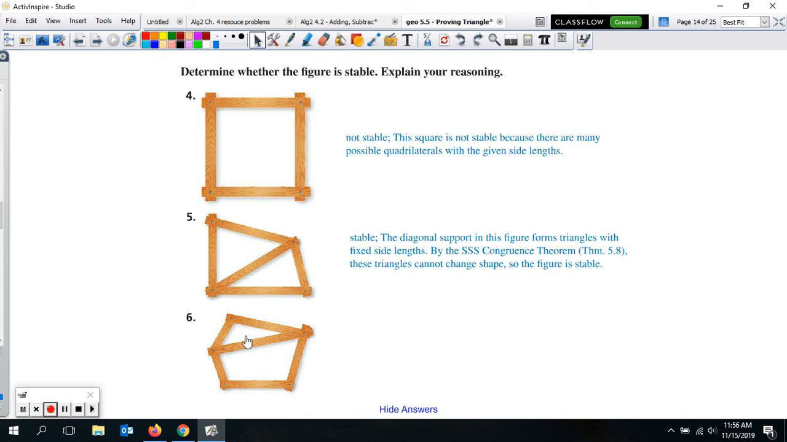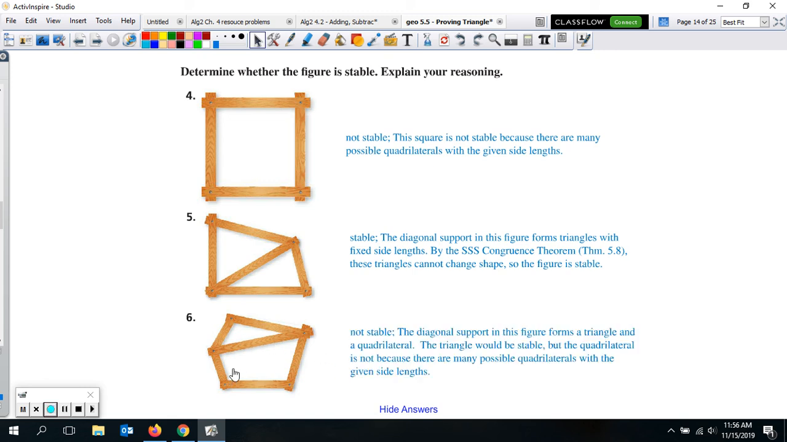Number 6, you do have a triangle in this one, but then you have a triangle and a quadrilateral. So with the quadrilateral, that doesn't make it stable. You have to have only triangles. If we had another support in here, we could have 3 triangles, and that would have been stable. But with only the 1 triangle and 1 quadrilateral, then no, the diagonal support in this figure forms a triangle and a quadrilateral. So that's why the quadrilateral has many possible quadrilaterals to it. So that could definitely change shape there.